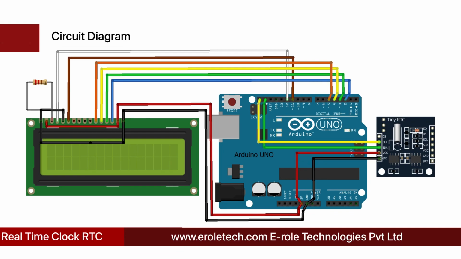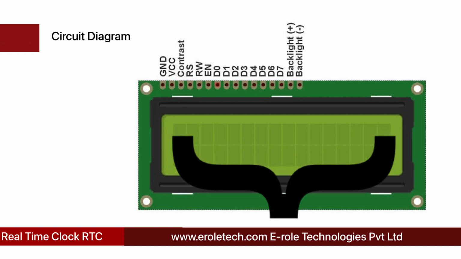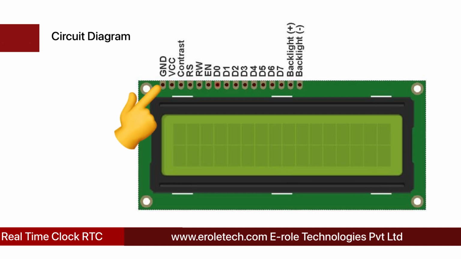Here is the connection diagram of this project. A 16x2 LCD display has 2 lines. Each line can display 16 characters. This display has 16 pins. First pin is ground, second is VCC, then contrast, RS, RW, enable, D0, D1, D2, D3, D4, D5, D6, D7, VCC, and ground. Pin 1 and 2 provide the supply for its internal circuitry, and pin 15 and 16 provide the supply for its backlight.